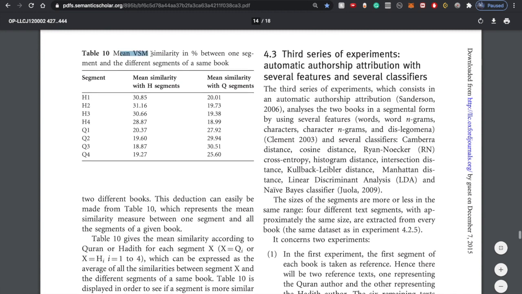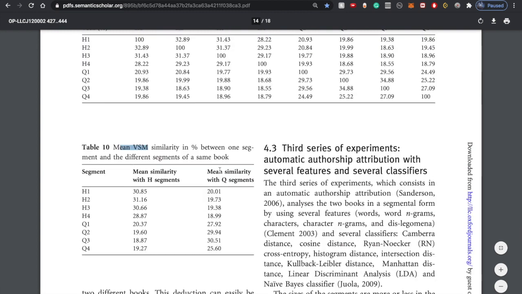Mean VSM similarity in percentage between one segment and the different segments of one book. So H1 was 30 versus 20, 30 versus 20, 20 versus 27, 19 versus 30, 18 versus 30, 19 versus 25.